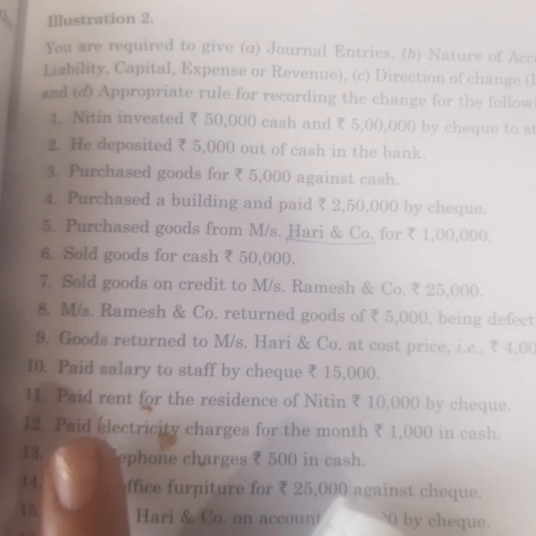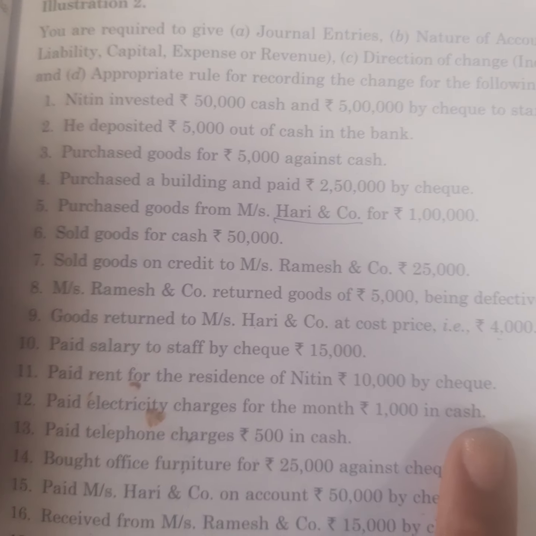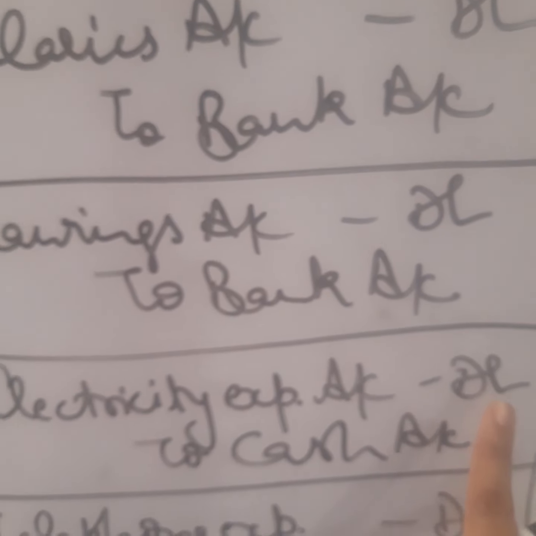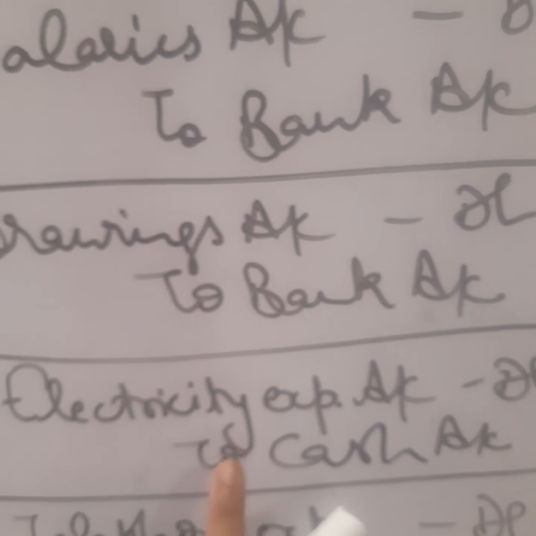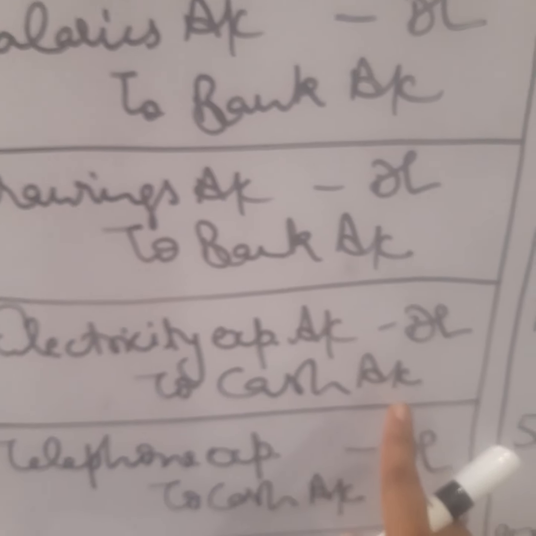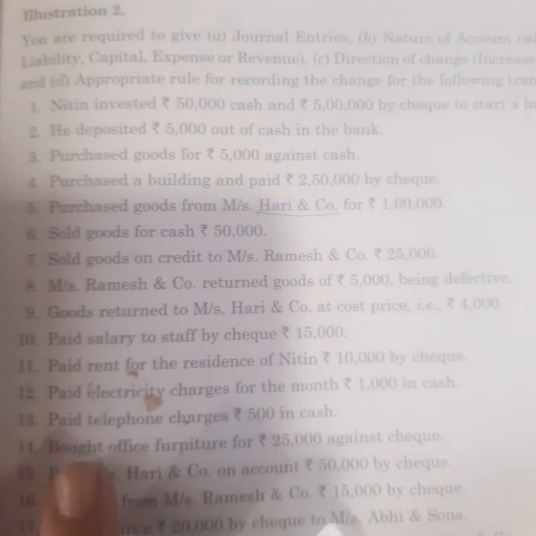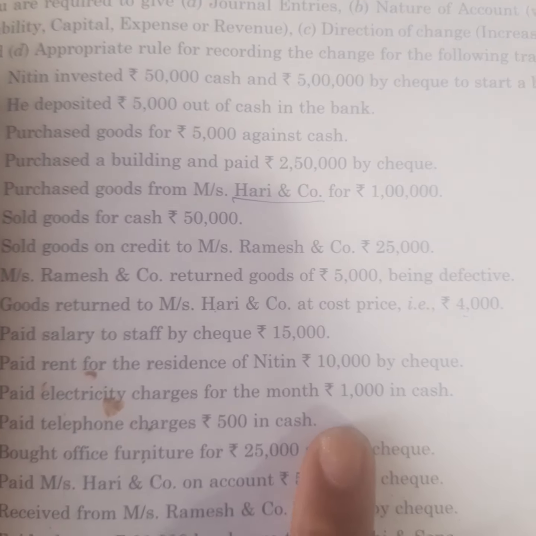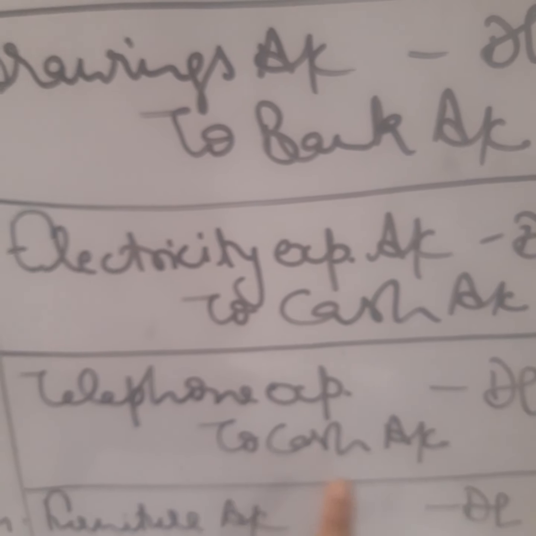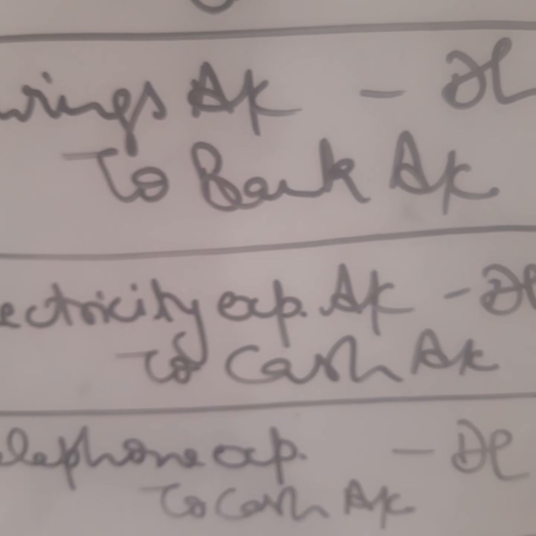Next is: paid electricity charges for the month 1,000 in cash. So electricity charges are our expense. It will be debited. Cash is going out of our business. It is reducing, so cash will be credited. Next is: paid telephone charges 500 in cash. So telephone expenses debit to cash because cash is getting reduced due to this expense.